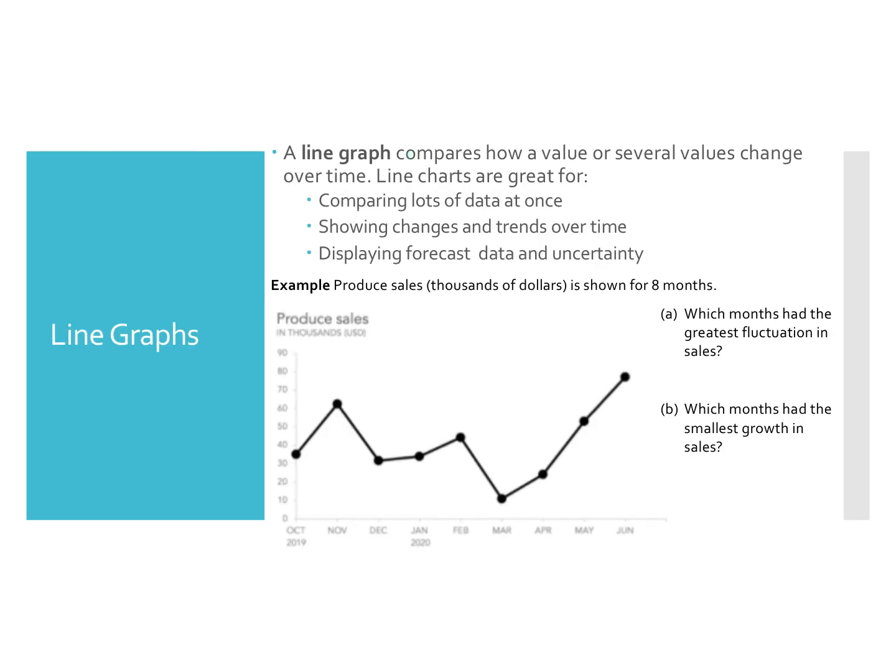A line graph compares how a value or several values change over time. We like line charts for comparing lots of data at once. It shows changes and trends over time and displays forecast data and uncertainty. So if we look at our picture here, notice we have produce sales shown for 8 months. And we want to know which month or months had the greatest fluctuation in sales. Well, it appears that the greatest fluctuation is from here to here. Okay, so we can say from February to March.